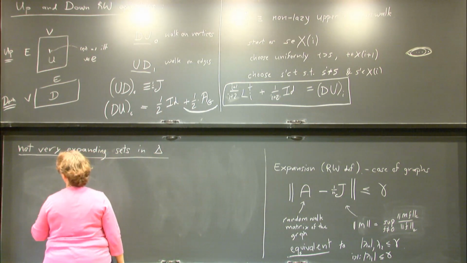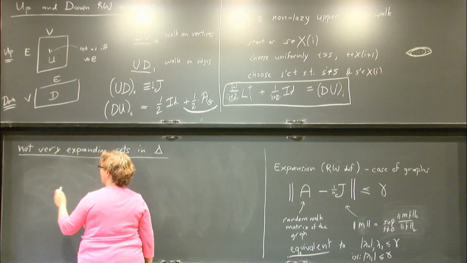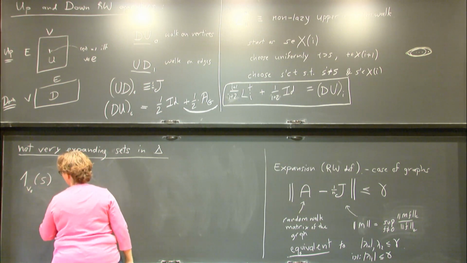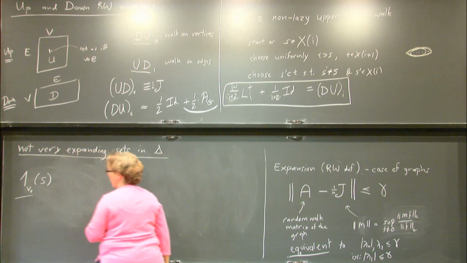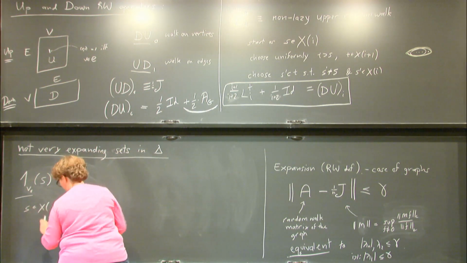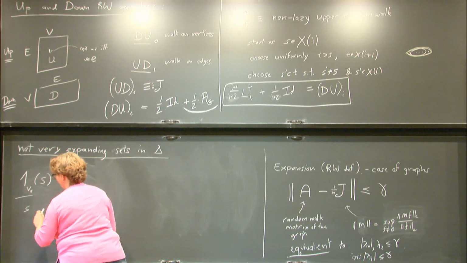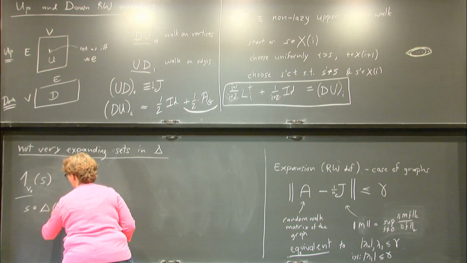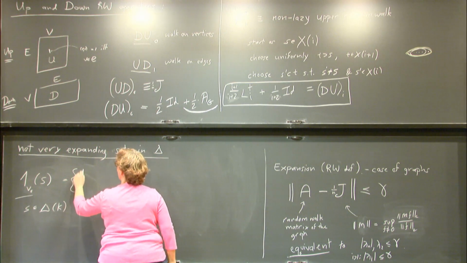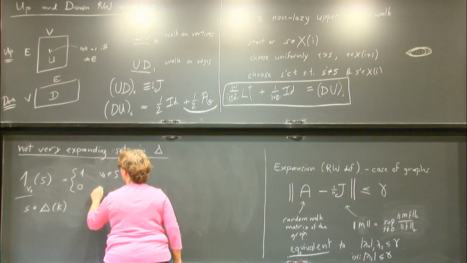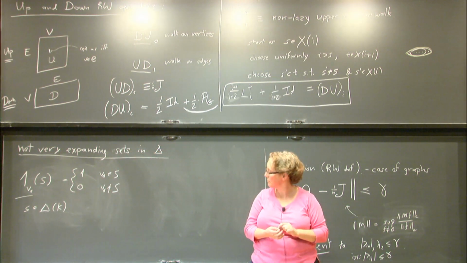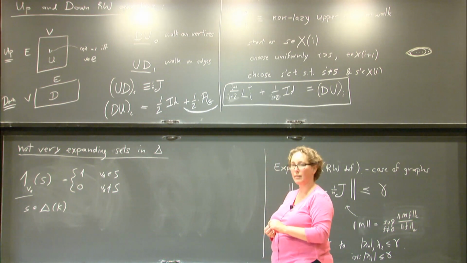Okay, let me tell you. Suppose I'm at level k. I'm going to define now a function called 1_{v0}. Its inputs are S, a subset of the level k, so it has k plus 1 elements. And this function is defined to be 1 if v0 is in S, and 0 if v0 is not in S.